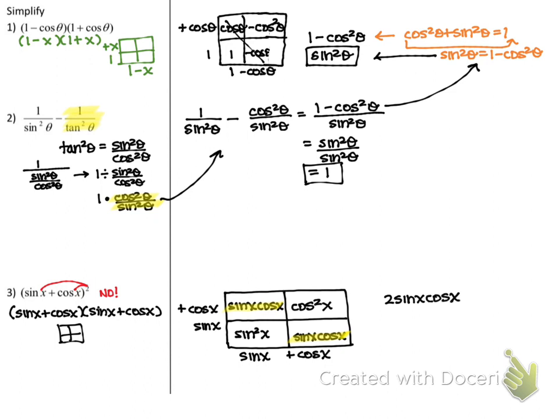But I can also combine the other ones. This diagonal, those 2 right there, have sine squared x plus cosine squared x. Remember, that's 1 plus 1. That's my answer.